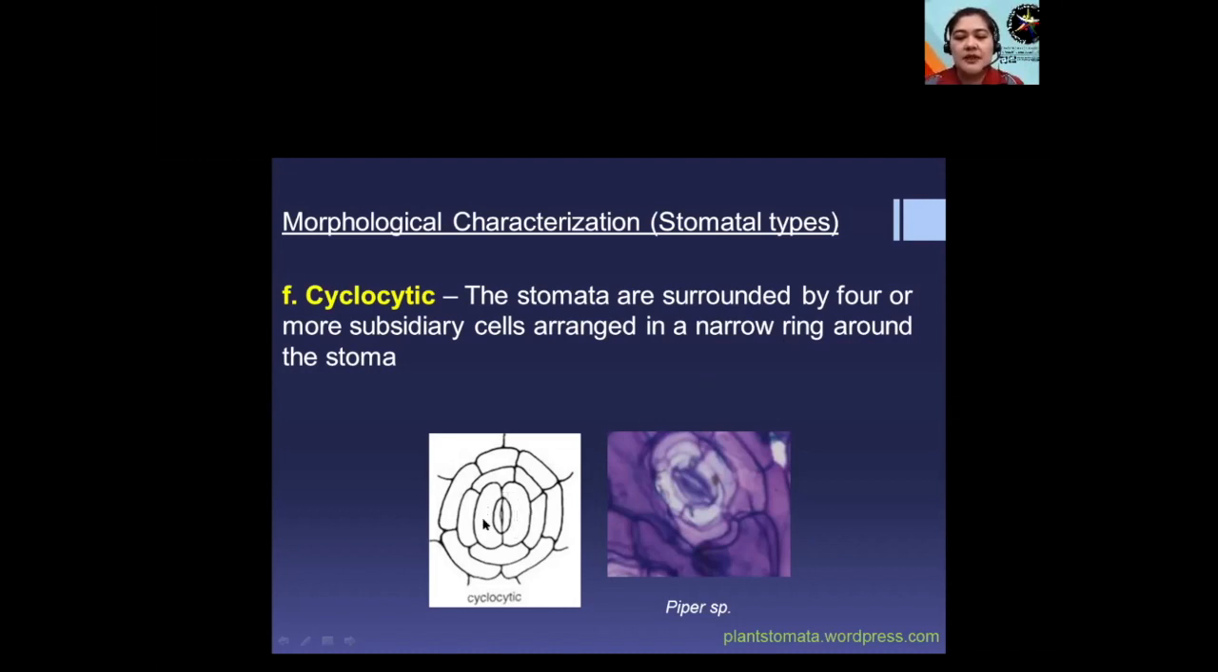So they would be narrowly arranged, all of them lying on our guard cell. Okay? An example is your Piper species. So this is our guard cells here. Tapos naka-arrange. May maliit, may malaki, pero naka-arrange sila paikot at nakahiga dun sa ating mga guard cells.